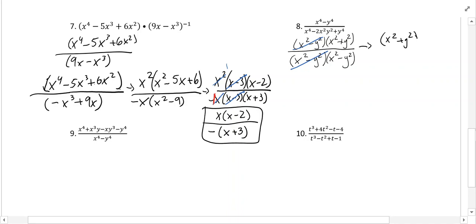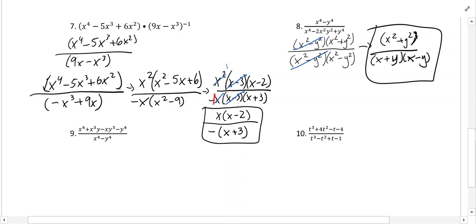But the denominator can be factored one more step. You can go ahead and factor this. This is a difference of squares into x plus y times x minus y. So again, you always want to make sure it's fully factored or fully simplified.